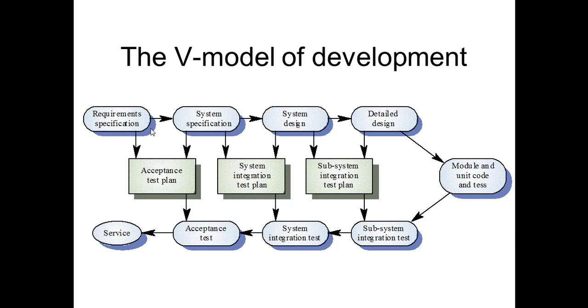Basically, each one of these components contributes to the testing plan and to designing the test cases in software testing. As you can see here, the requirements and the system specification, these two phases of the waterfall model, contribute to deciding the acceptance testing. By having the knowledge of them, we can decide the acceptance test plan. Then the system specification and system design, these two things contribute to the system integration test plan. So you can design system integration testing from these two inputs.